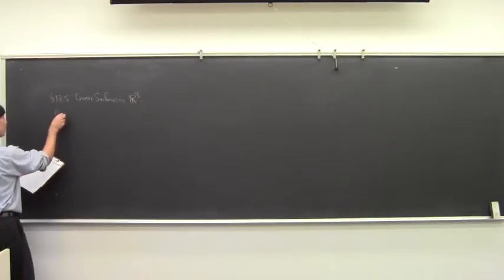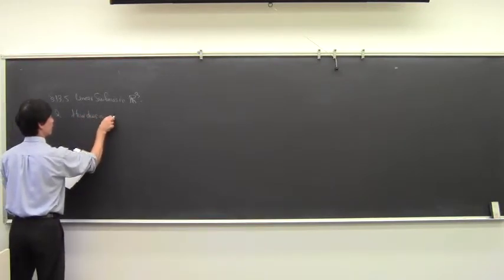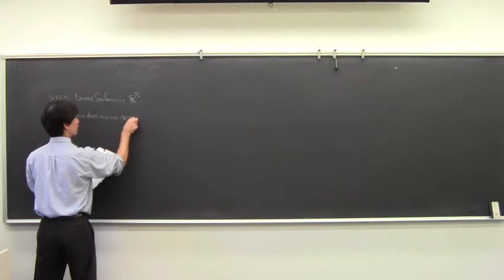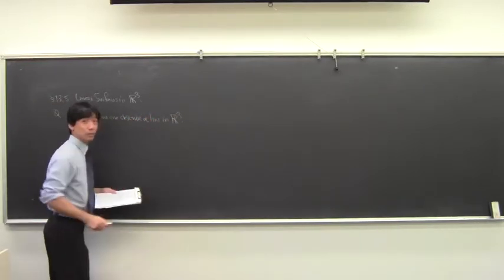One starts off with the following question: how does one describe a line? How does one describe a line in R3?